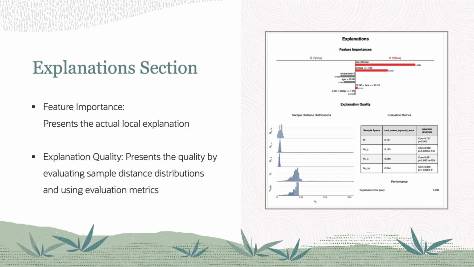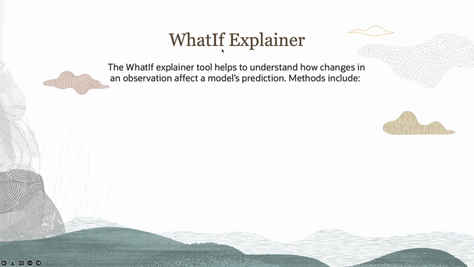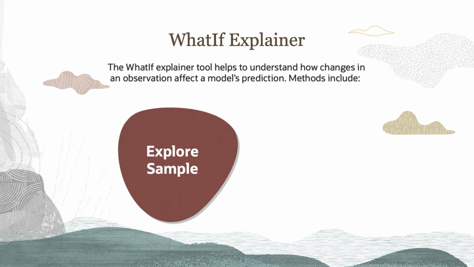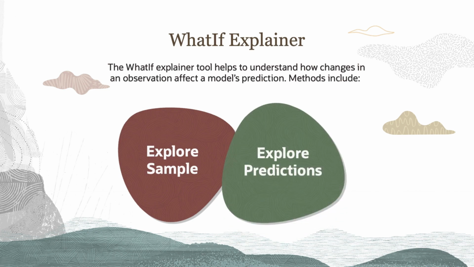So moving on to the next technique, which is the what-if explainer. This helps to understand how changes in an observation affect a model's prediction. There are basically two techniques in there. The first one is explore sample and the second one is explore predictions.